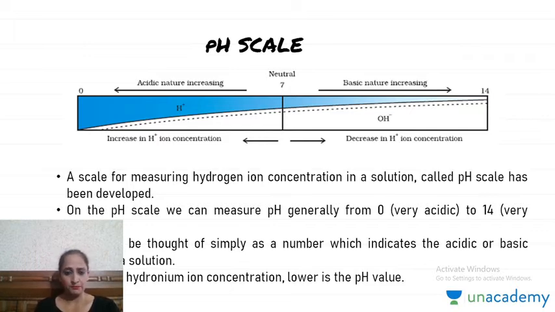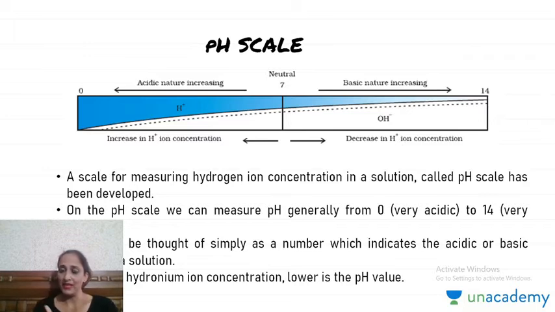So here comes the pH scale I was talking about. Acids and bases, as we said, change the color of the litmus paper. But can we find out what is the concentration of acid and what is the concentration of the base? That we can do by using a pH scale.